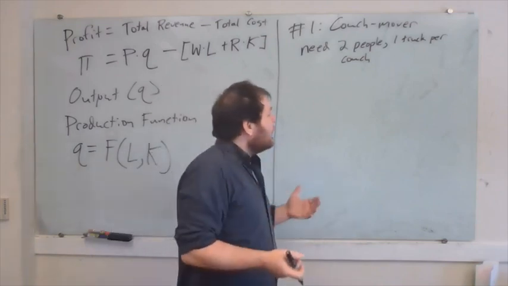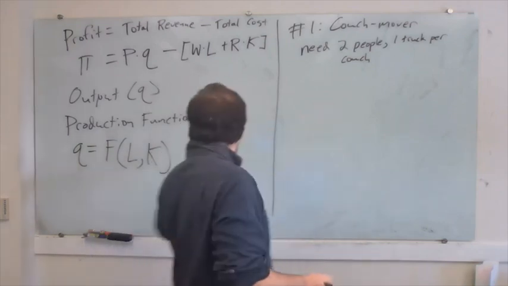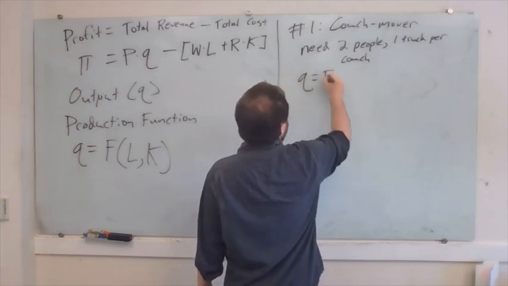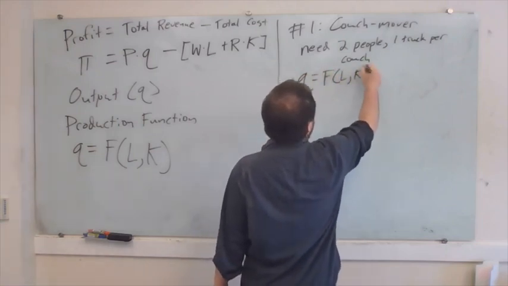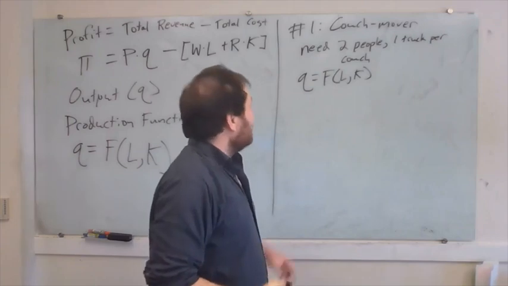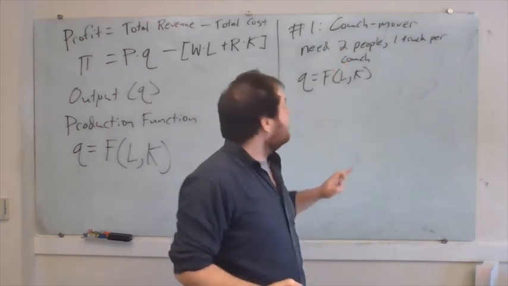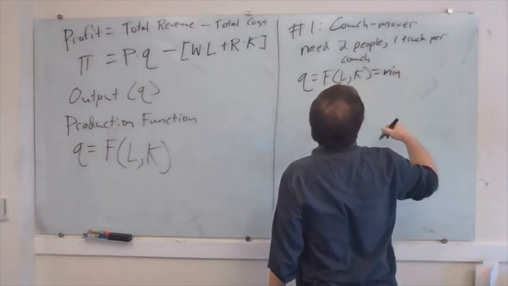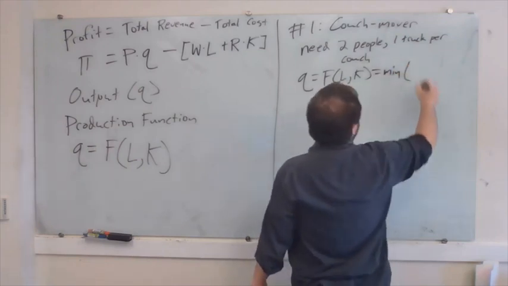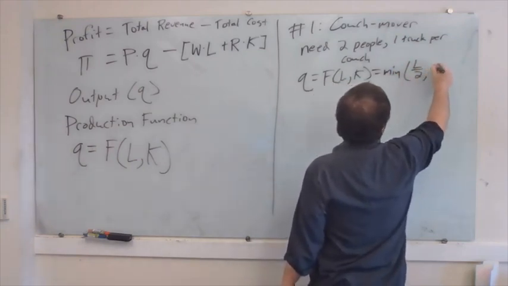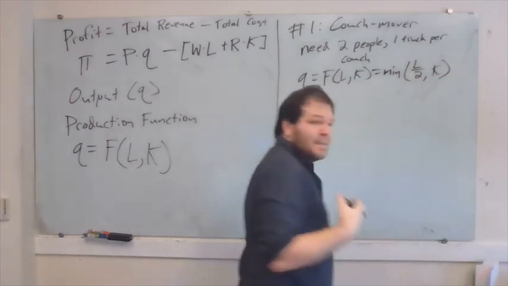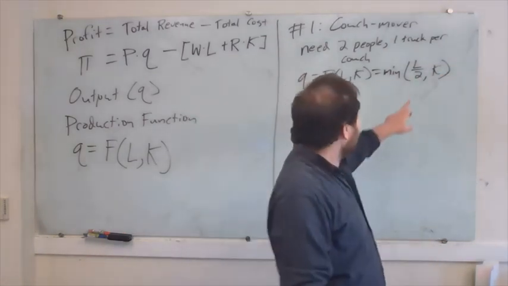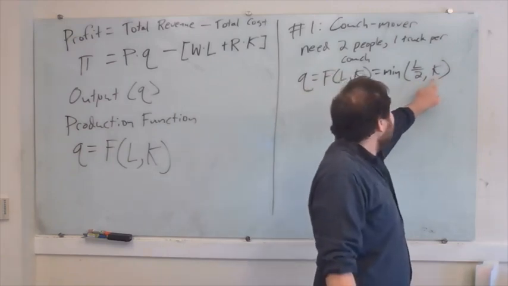So what's our production function going to be? Well, it's going to be the number of couches we can move with L people and K trucks. So this is just going to be Q equals F of L, K. It's basically going to be the number of couches' worth of workers we've got, the number of couches' worth of trucks we have, whichever is less. So we'll have the minimum of L over 2 and K. Why does this make sense? If I have 2 people and one truck, I can move 1 couch, because I've got enough people to move 1 couch, enough trucks to move 1 couch.